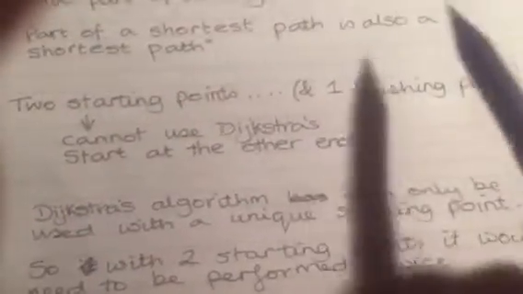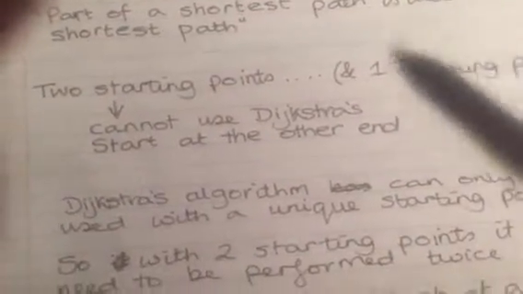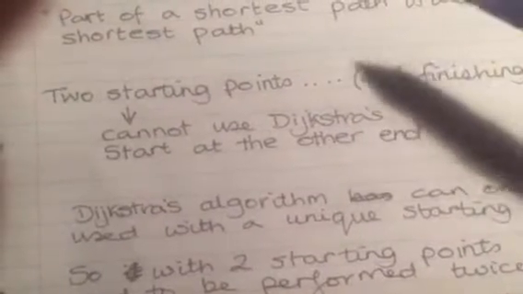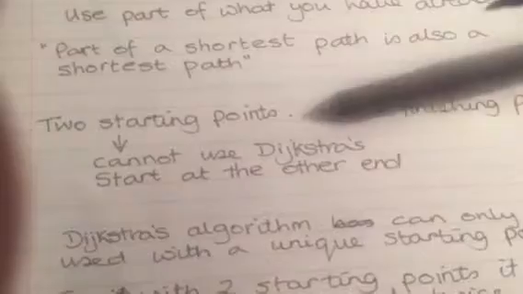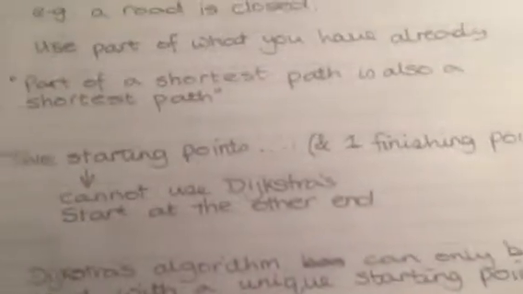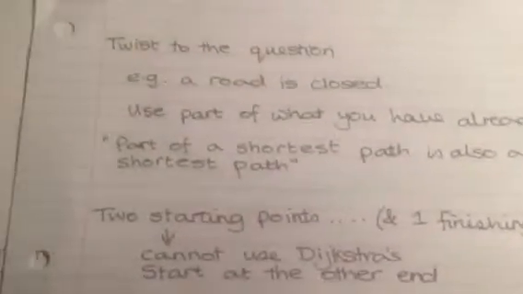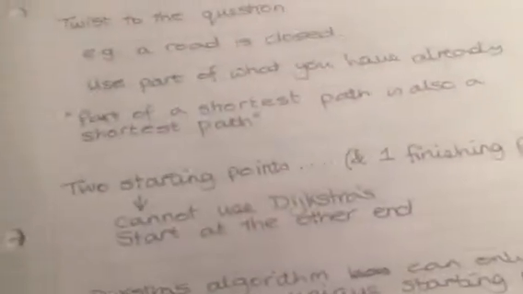Another twist is that you're given 2 starting points, but just 1 finishing. You can't use Dijkstra's with 2 starting points. You can only use Dijkstra's if you've got 1 unique starting point. So if you've got 2 places where you can start and 1 finishing point, you then work backwards. So you do your starting value at this end. So you would label this 0 and 1, and then you work from right to left.